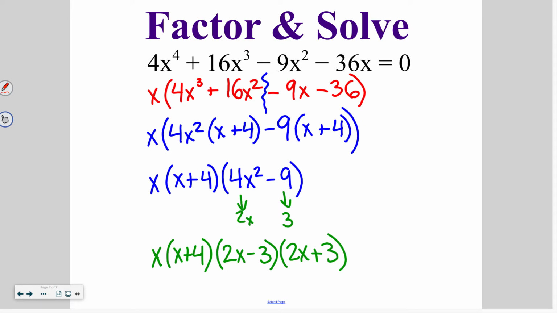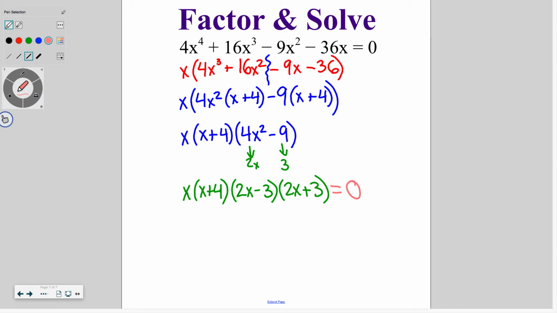Another example that we went over yesterday, this is the one where I used GCF, factor by grouping, and difference of squares to solve. And I ended up with this answer down on the bottom of x plus 4, 2x minus 3, and 2x plus 3. Now that I am solving this, I need to set this entire thing equal to 0, which means that each piece needs to get set equal to 0.